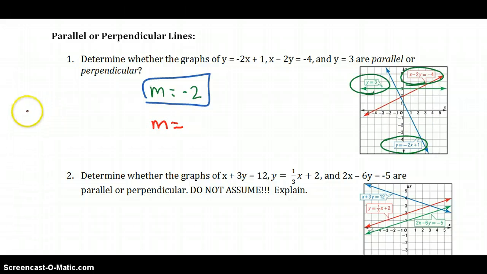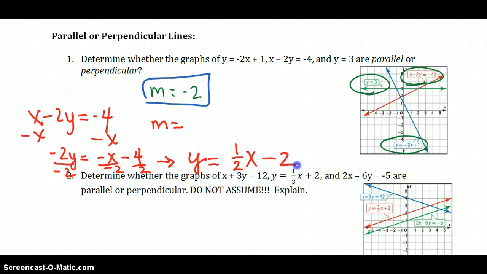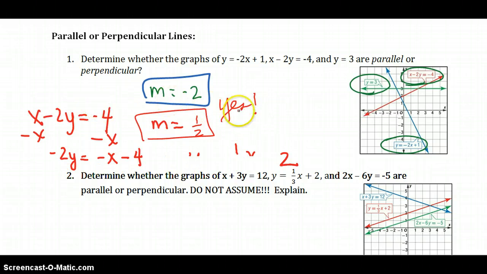Let's solve it. We'll have to take x minus 2y equals negative 4 and solve for y. So negative 2y equals negative x minus 4. Divide by negative 2, and negative over negative makes positive. So this line's slope-intercept form is going to be 1/2 x minus 2. And so the red line slope is 1/2, and that is opposite reciprocals. So yes, they are perpendicular. Or excuse me, at least one set is perpendicular.